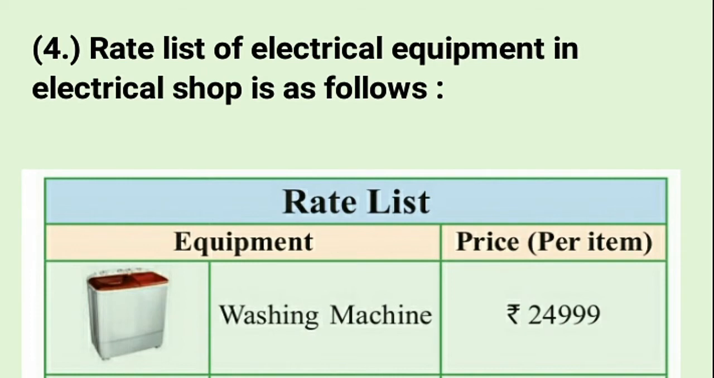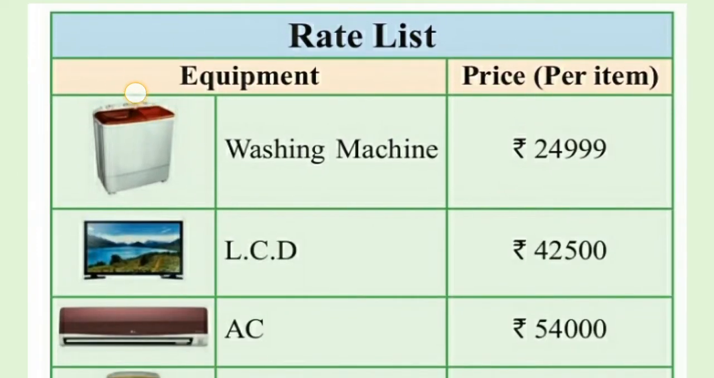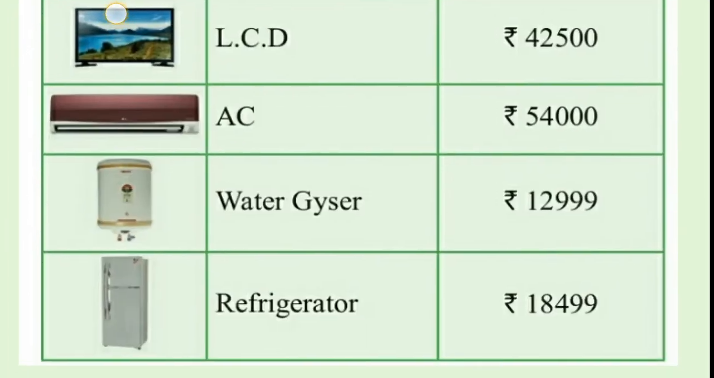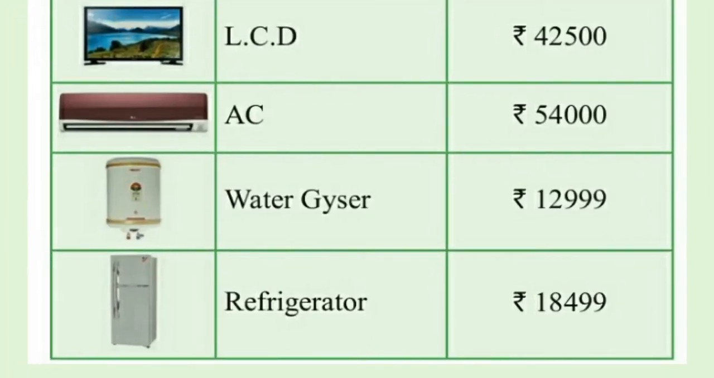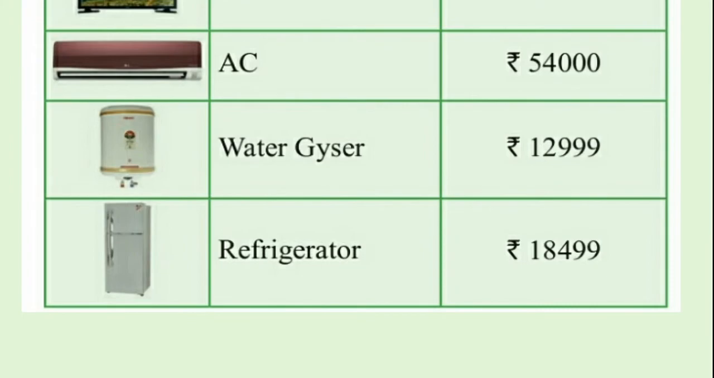Fourth is, the rate list of electrical equipment in an electrical shop is as follows. Now here is the rate list. Equipment: washing machine price 24,999 rupees. LCD 42,500 rupees. AC 54,000. Water geyser 12,999. Refrigerator 18,499 rupees. So these are the prices.